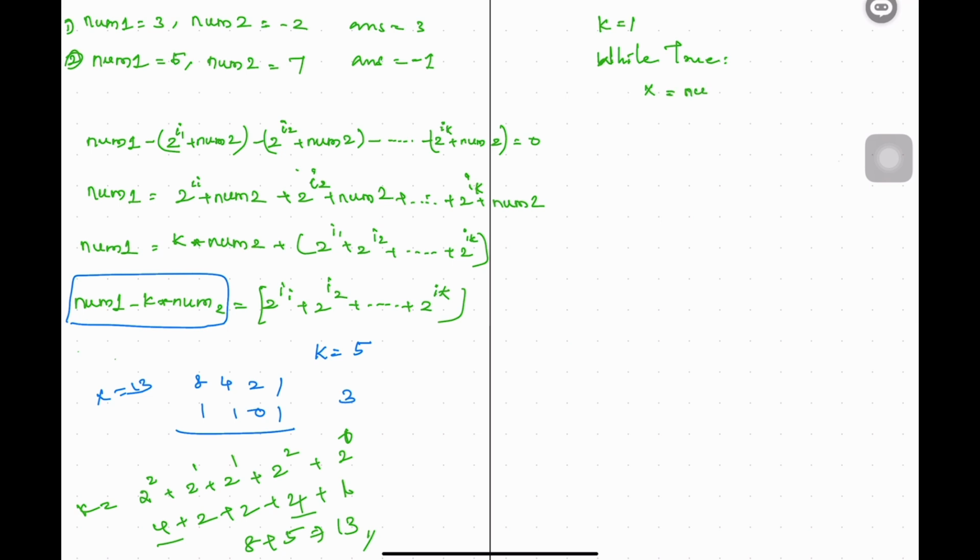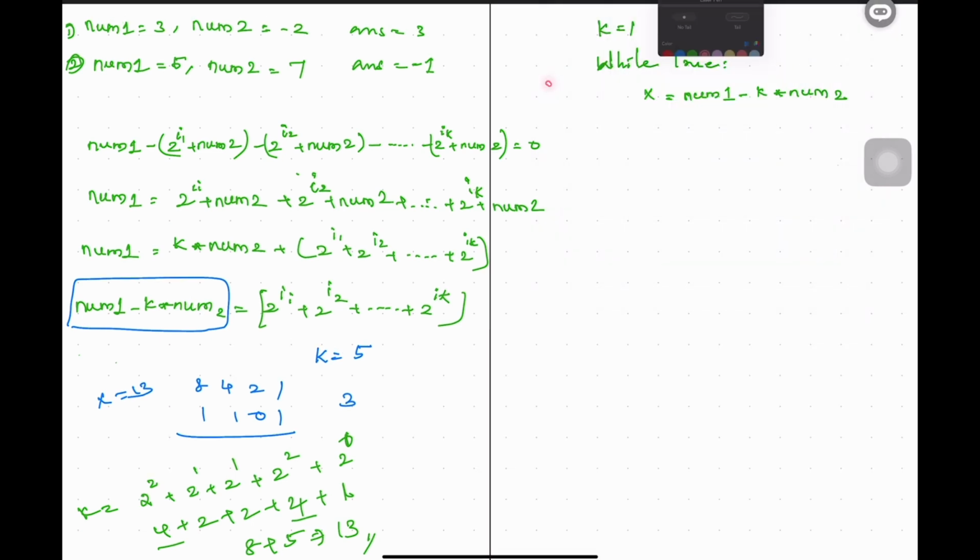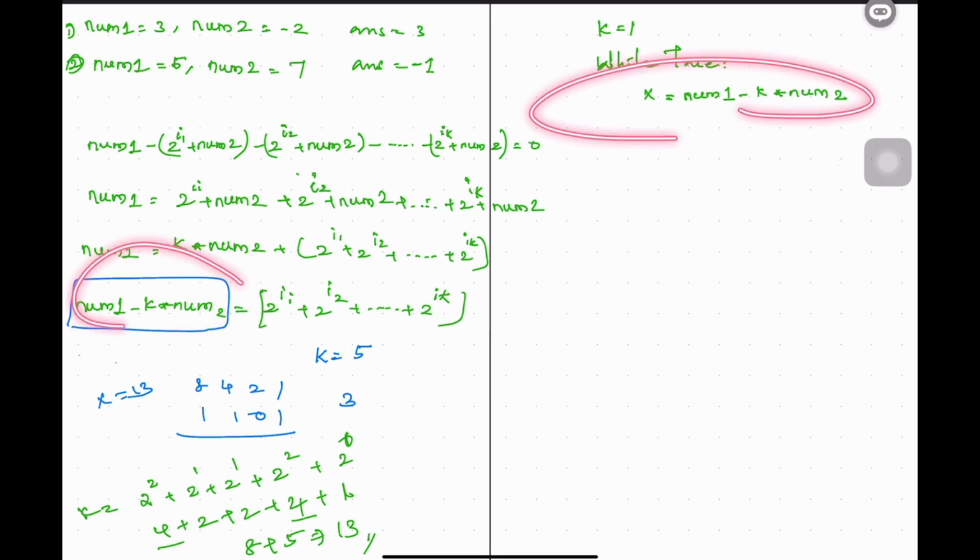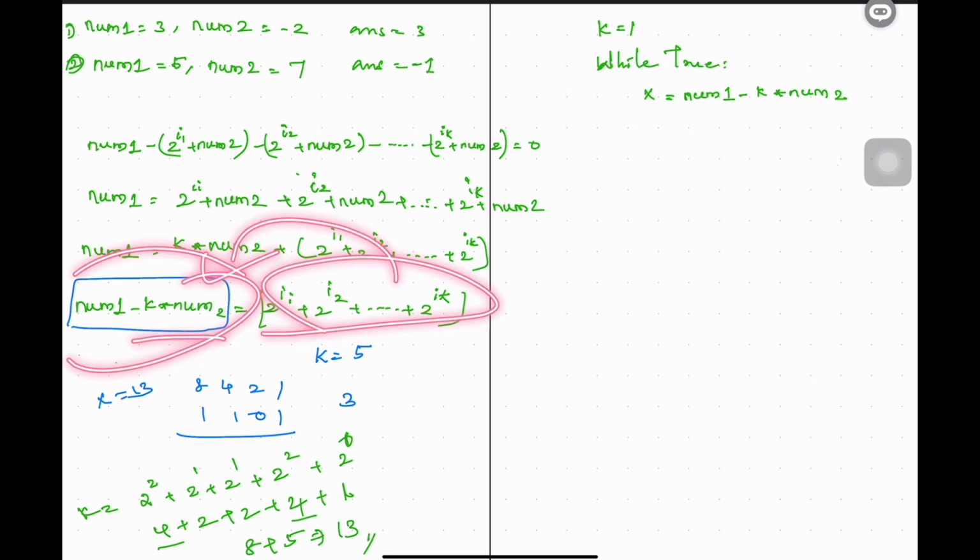X is nothing but your num1 minus k times num2. Okay, this is our x. Now, by having k equals to 1, we have to return the minimum operation, right? So by k equals to 1, we are able to form the 0. That's what we'll be checking. By k equals to 1, will we be able to form the 0 or not? If both are equal, when we subtract, we'll get 0, right?